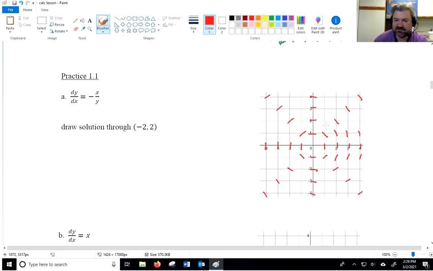If I plug in 1 for x and 2 for y, I actually get a negative 1/2, so a little bit less steep. And I think we can kind of imagine what's happening here is we have this big circular, almost like a hurricane kind of shape, right? I think you could even imagine what the solution to this differential equation must be. It has to somehow be related to a circle. And indeed, it is.